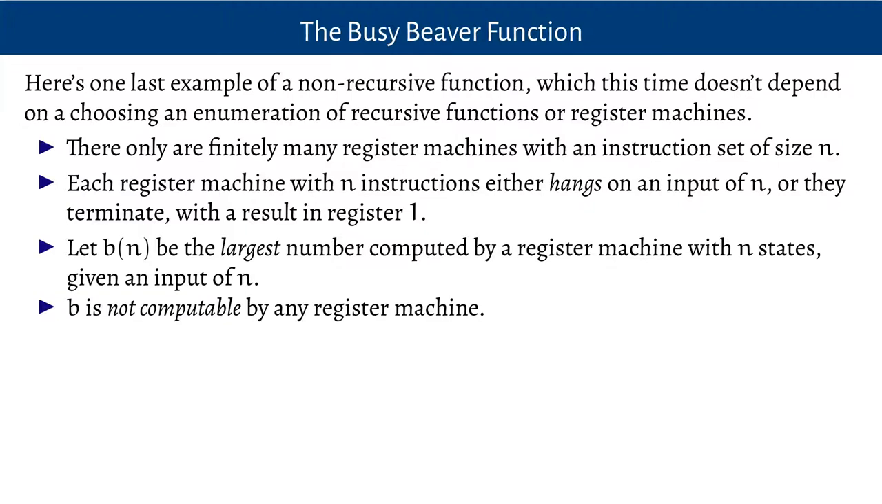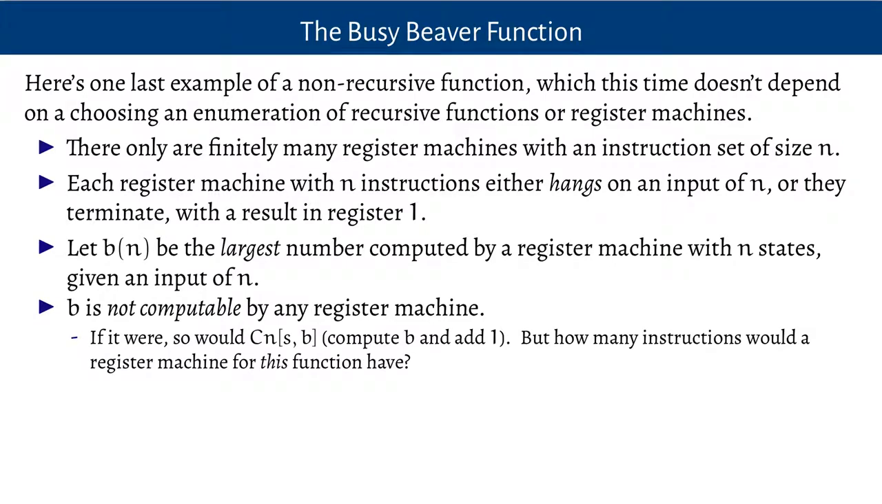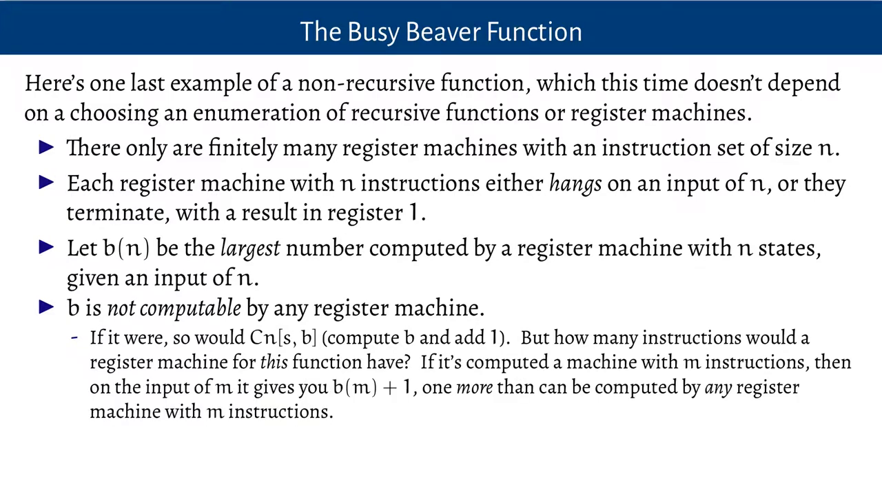Here's why it can't be computed by a register machine. If there were, some register machine would compute it, and so would this function be computed, the composition of the successor function and the b function. If b is recursive, so is this function. But how many instructions would a register machine that computed this function have? If it were computable, it's computable by some register machine. So let's say it's computed by a register machine with m instructions. Then on the input of m, this machine calculates b of m plus 1, which is one more than can be computed by any register machine with m instructions, so that's impossible.